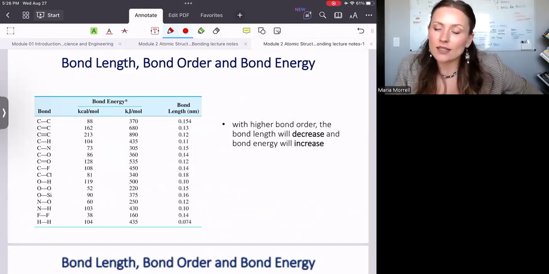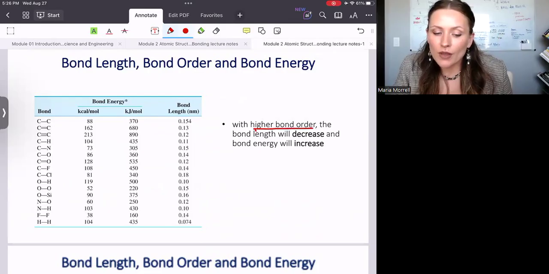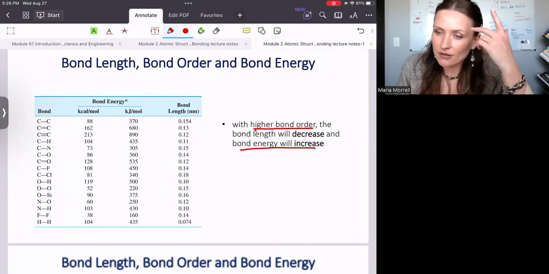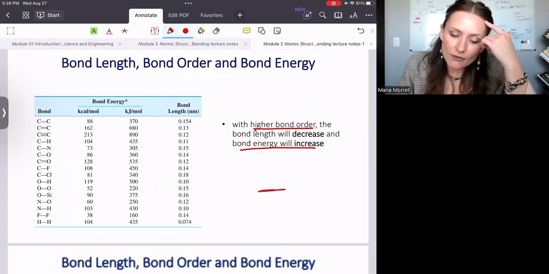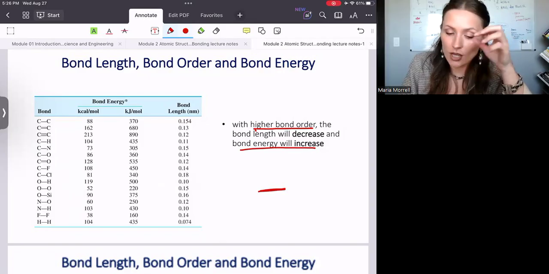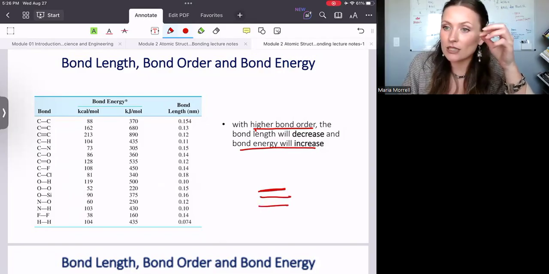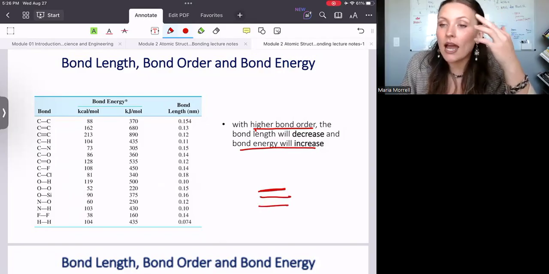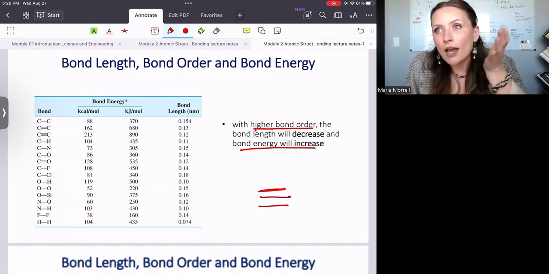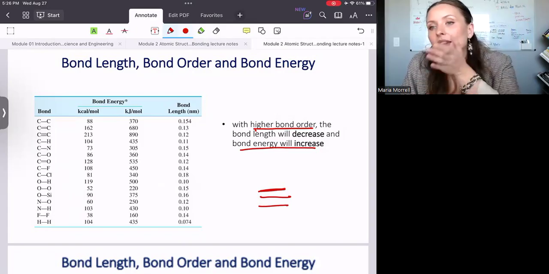Specifically the energy. With a higher bond order, the energy will increase. And it should make sense, right? It takes effort to break down one bond, okay? And there's a certain energy. Well, now if I have to break down a triple bond, I'll have to supply a lot more energy, right? So with higher bond order, the energy increases.